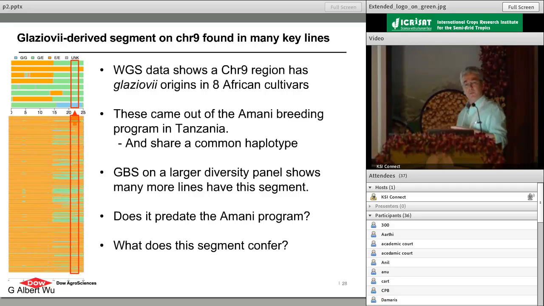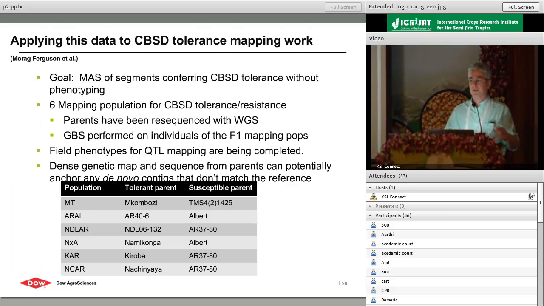What will help us point towards that is the real reason we did all of this work. Our project was funded as a sister project to another project in East Africa, where the goal was to map different sources of brown streak tolerance and then move that towards the ability to deploy marker-assisted selection to move tolerance around into different breeding programs.